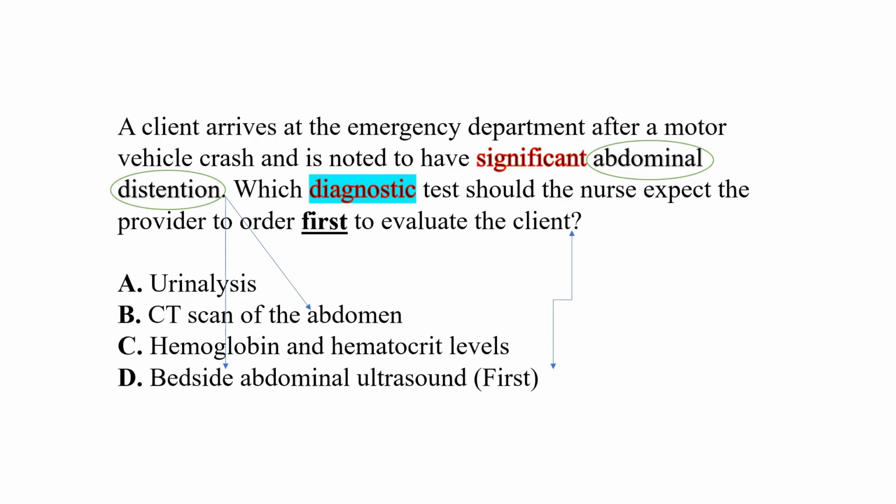And that leads us to answer choice D, bedside abdominal ultrasound. First off, I like the fact that it's bedside. Let's go right to the patient. We're not wasting any time. Let's get there immediately. And with this abdominal ultrasound, it's like getting a streaming video of what's taking place inside that abdominal area. This test can be used to quickly check for any life-threatening internal bleeding. Therefore, this is going to be our answer choice.